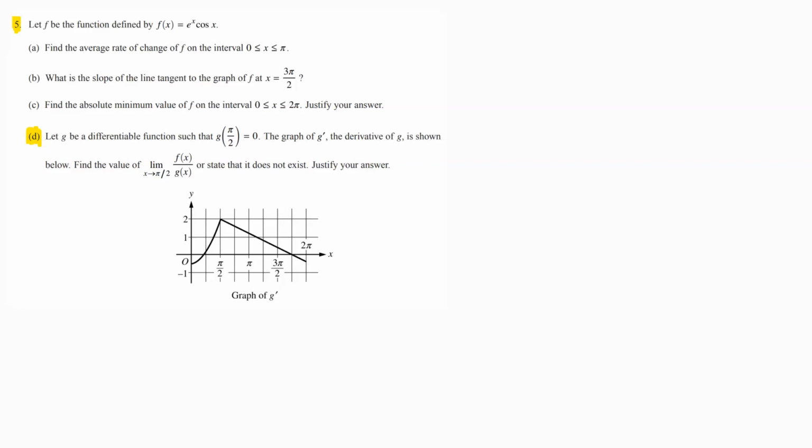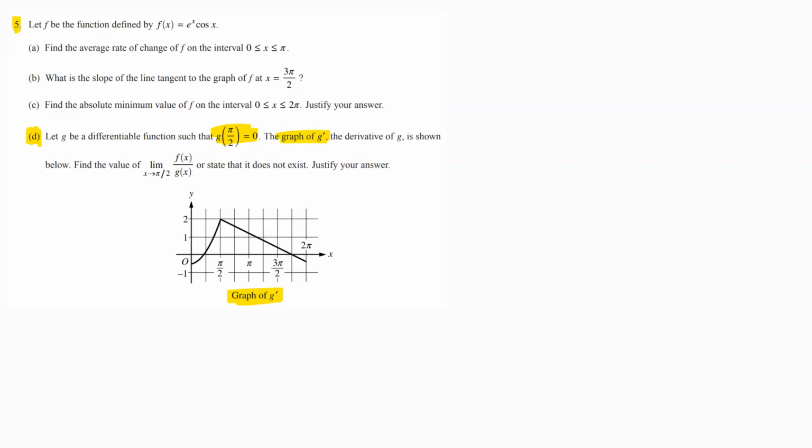First off on D, make sure you know what this is the graph of. Whenever you've got a graph on a problem, make sure you are super careful to look at what this is the graph of. So what we have down here is the graph of g prime. This is the derivative of g's graph. So this is not the graph of g, this is the graph of g prime. Cool. So now they tell us g of pi over 2 equals 0. They say in words that the graph down below is the graph of g prime.